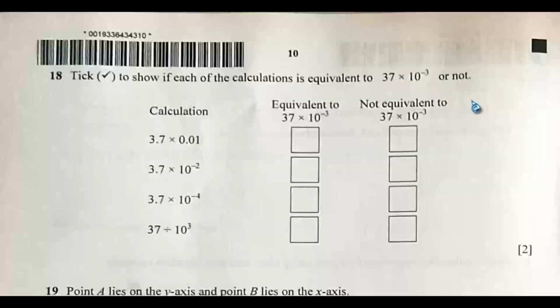Hello everyone, welcome to part 3 of paper 1, question 18. Tick this sign to show if each of the calculations is equivalent to 37 times 10 to the power of negative 3 or not. So this is the first calculation.